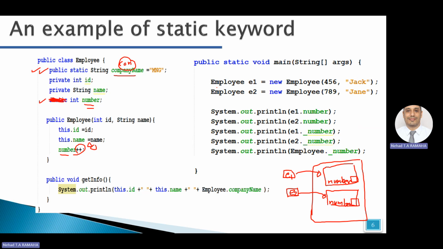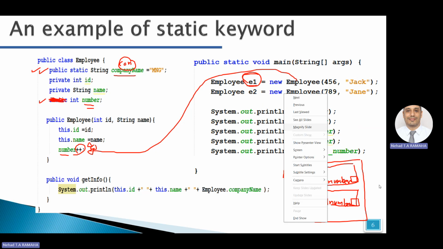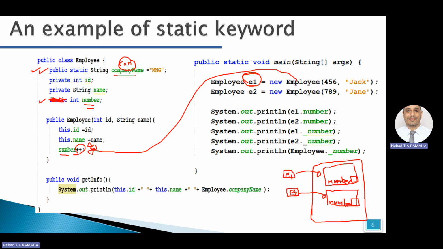Okay, so when we create E1, we use the constructor. The constructor said what? Number plus plus. So number of which one? Of object E1. So E1 dot number plus plus. So the default one, it's 0, it's become 1.